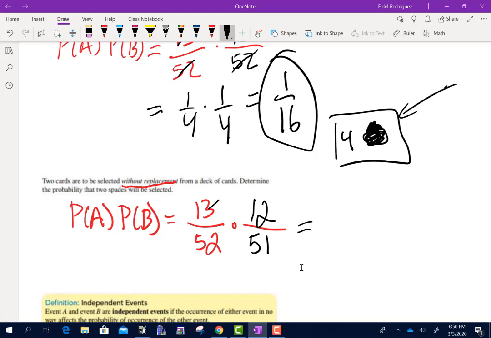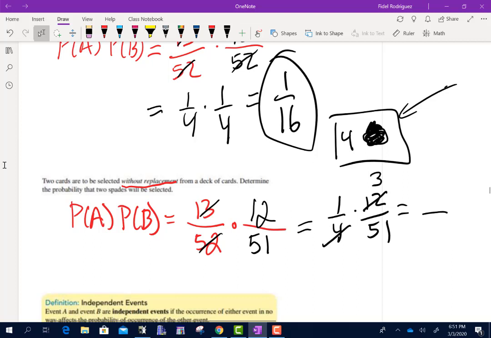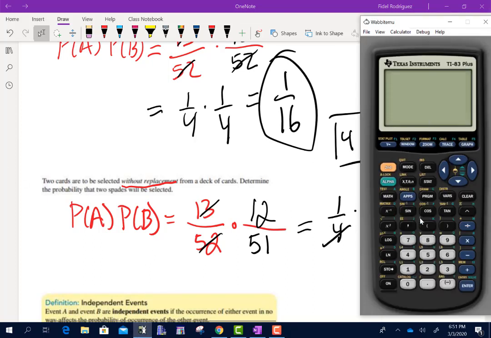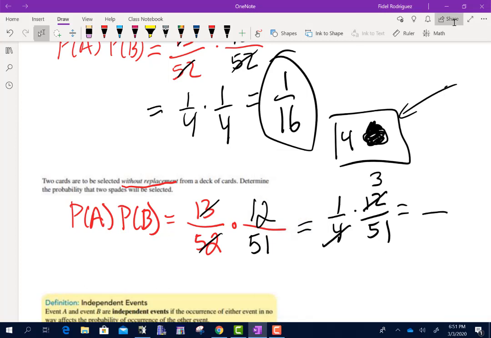Okay, so guys, again, I know I can divide both of these by 13. That's going to give me 1/4 times 12 out of 51. Now that 4 will go into that 12 3 times. And I bet you we can still reduce 3 and 51 by 3. So let me take my calculator again. 51 divided by 3 is 17. Yes, it is. Okay. And so we end up with 1/17, right? 1/17.